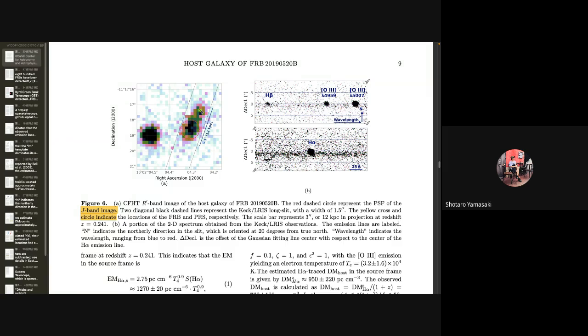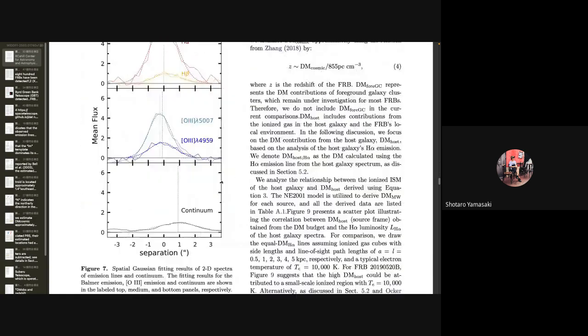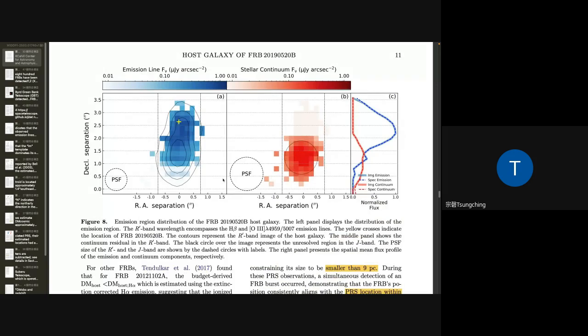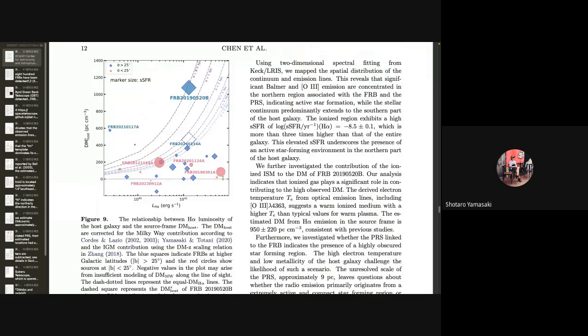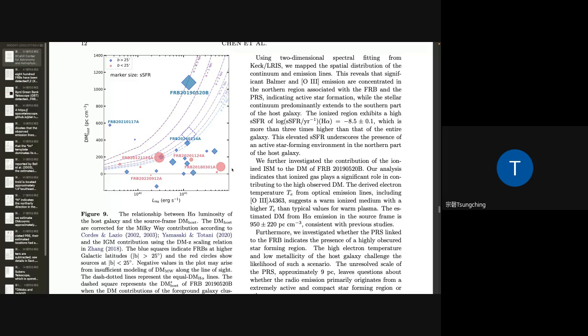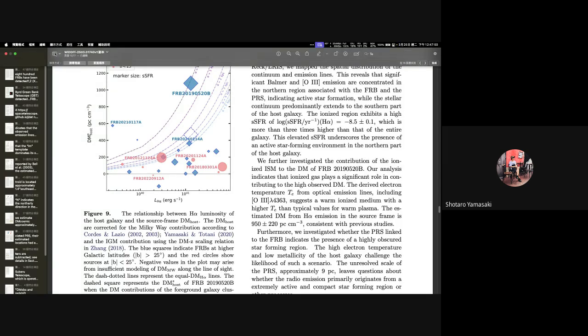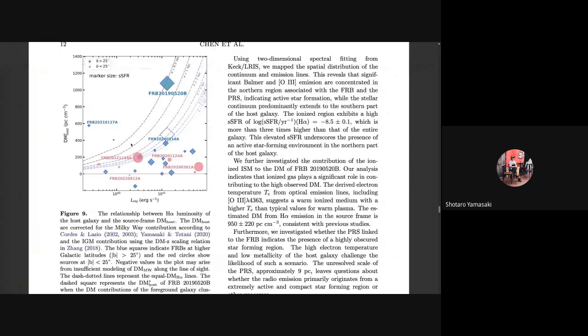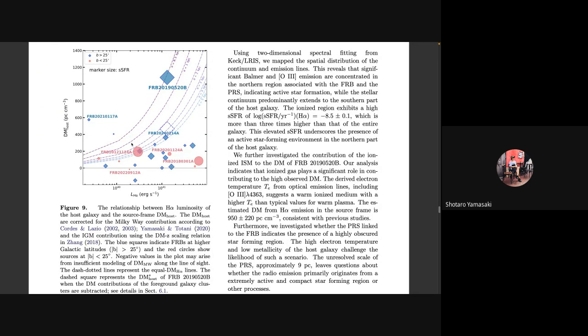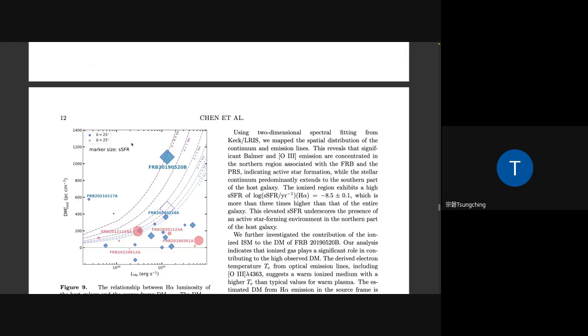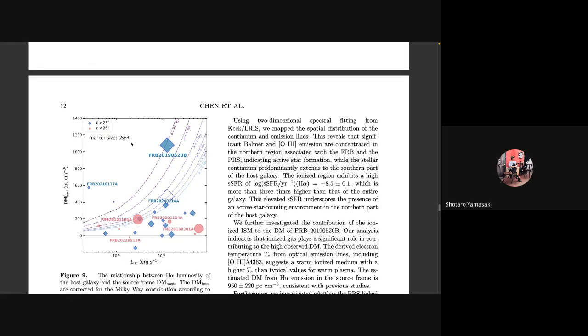Can you go back to the main figure, the figure showing DM versus something? Okay, this figure. Can you show the entire figure? I don't see the upper part of this figure in my environment. Okay, thanks.